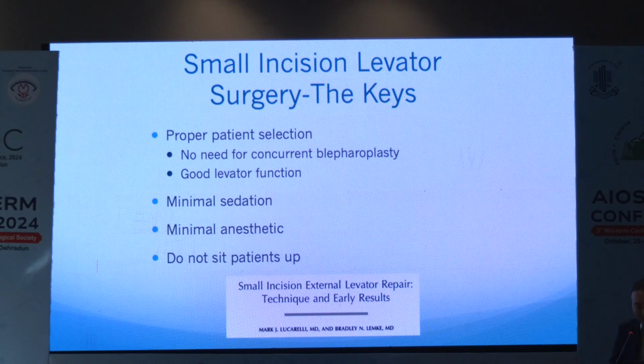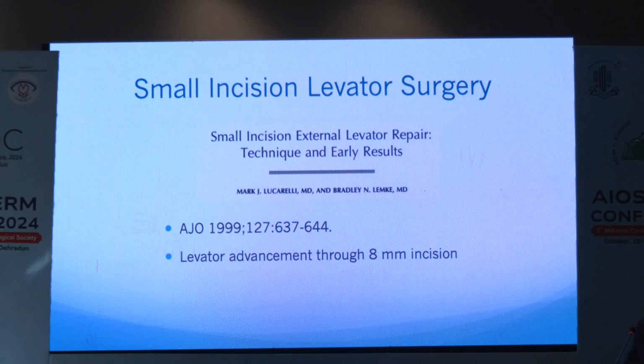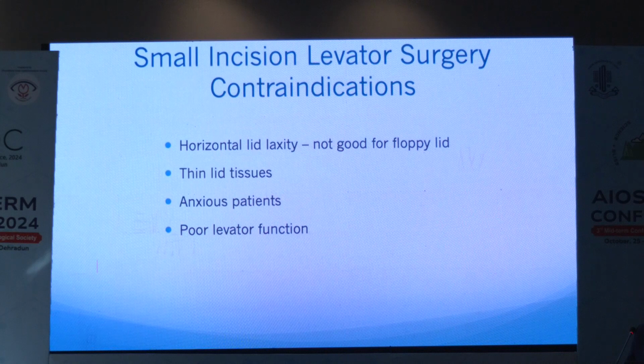Minimal sedation is needed, and this can even be done under straight local anesthetic. I typically don't sit patients up. I know this may vary from surgeon to surgeon, but I find if they're awake, they're able to cooperate, I don't need to sit them up. Sometimes if they're sleepy or drowsy, I think sitting them up does wake them up and you get a little better view. So this is done through usually an 8 to 10 millimeter central incision.